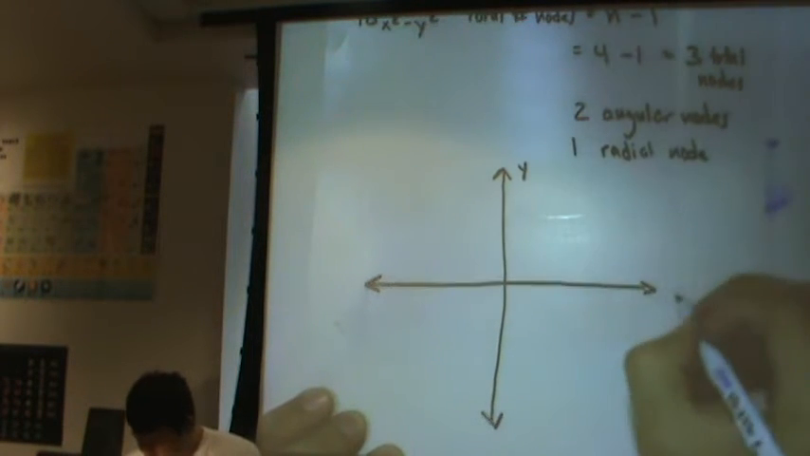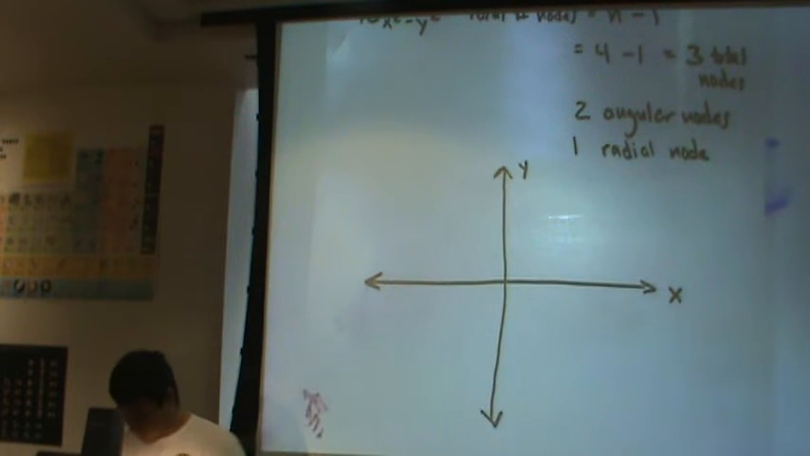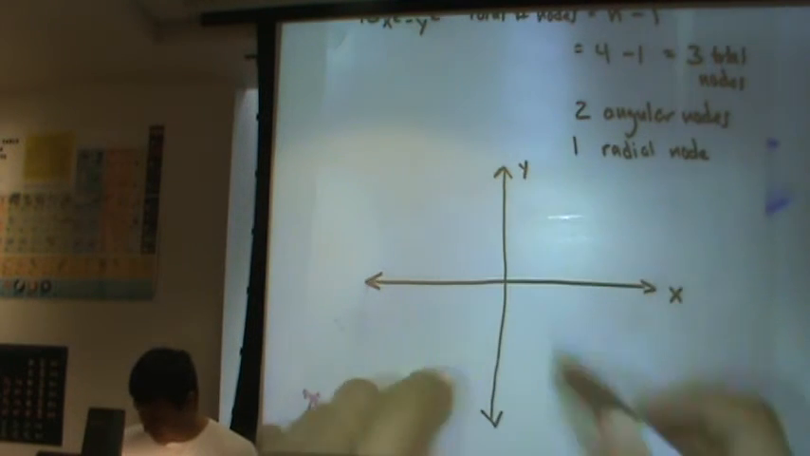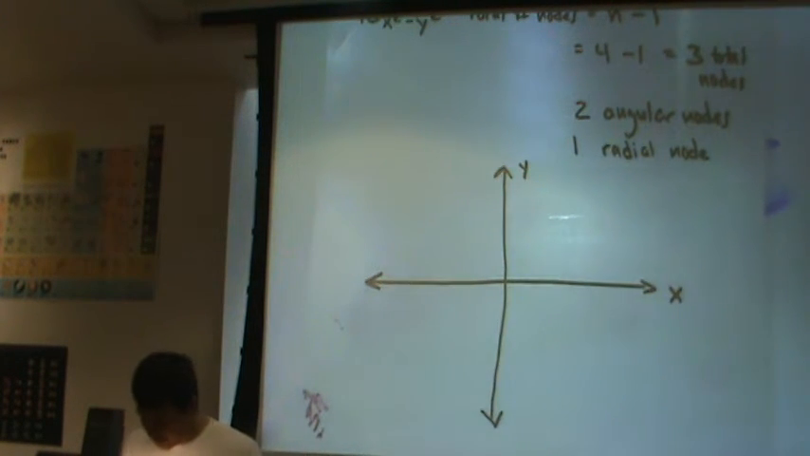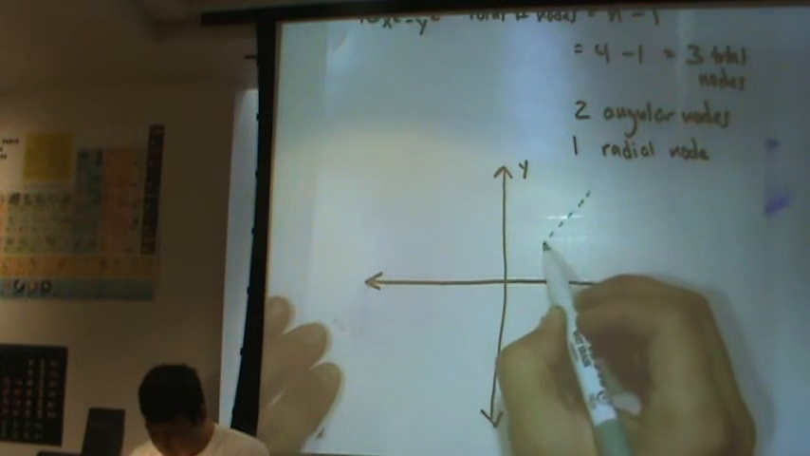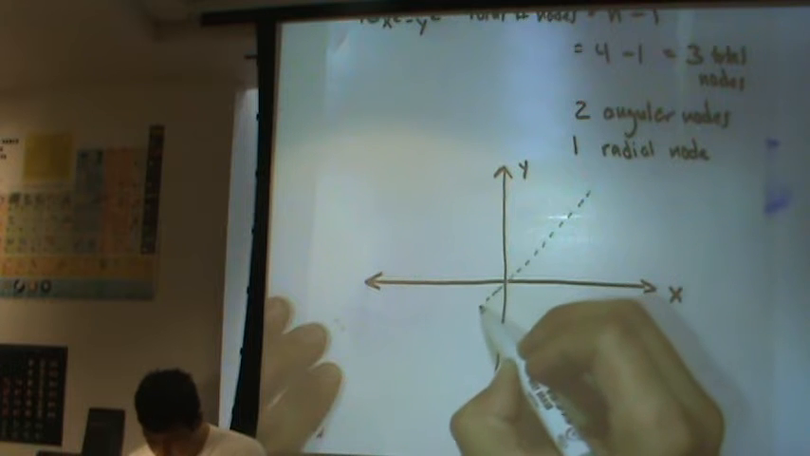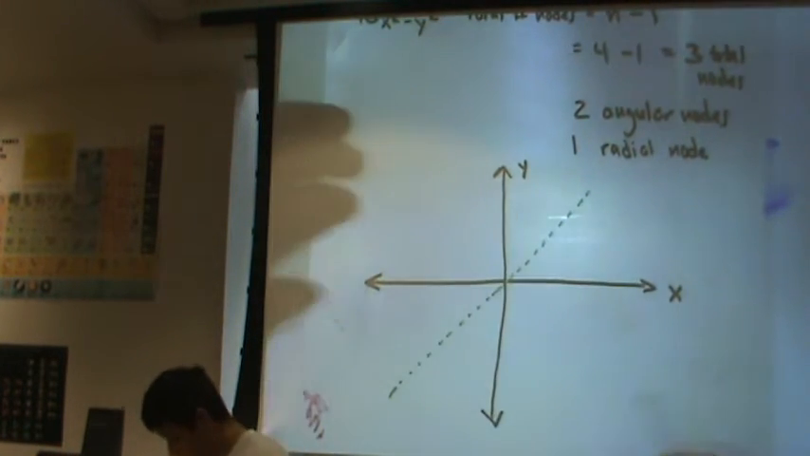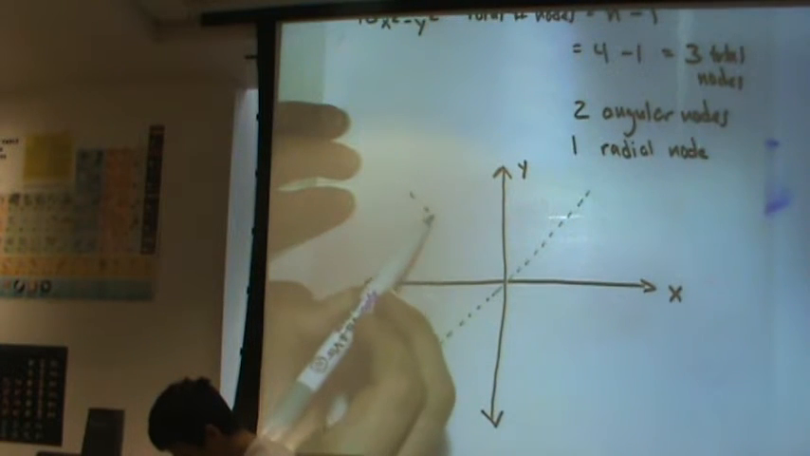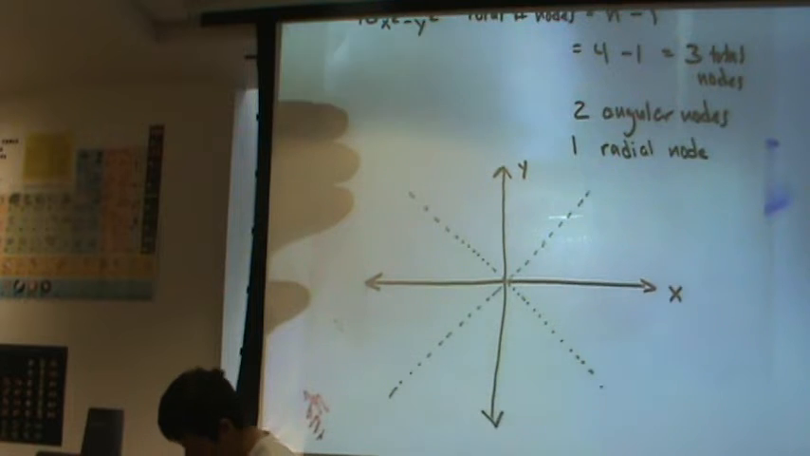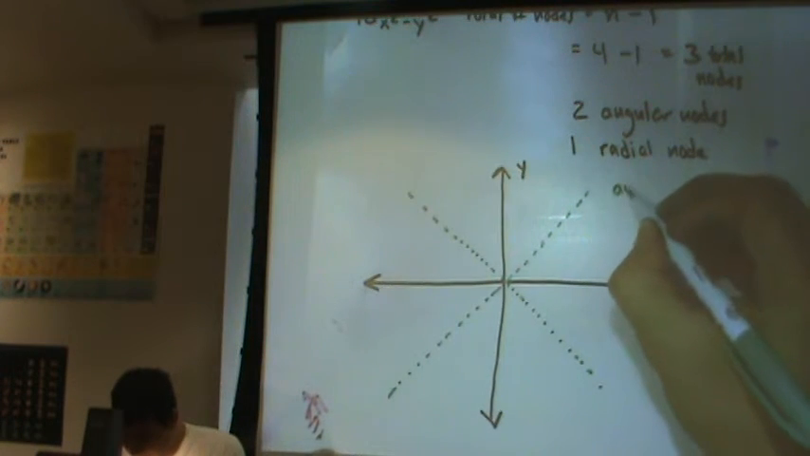So this is y, this is x. The dx squared minus y squared is going to have the lobes along the axes. And so our angular node is going to be bisecting these two axes. Here's our first one in green. And then here's our second one. So these are the angular nodes.